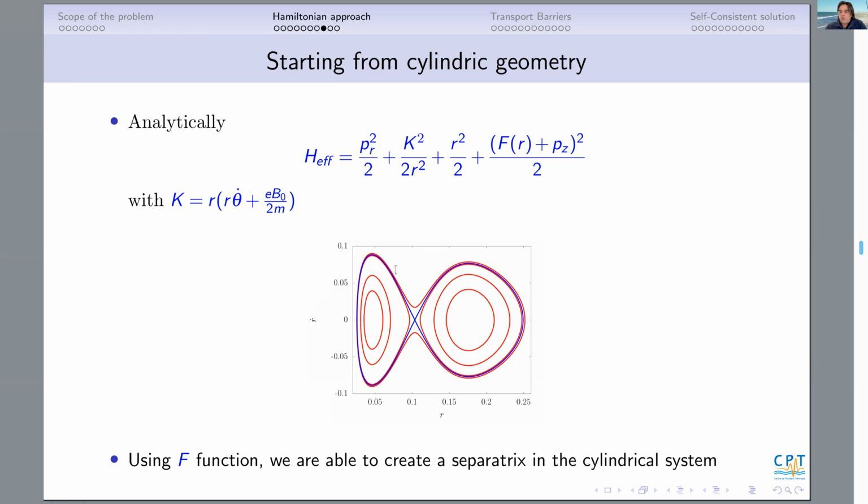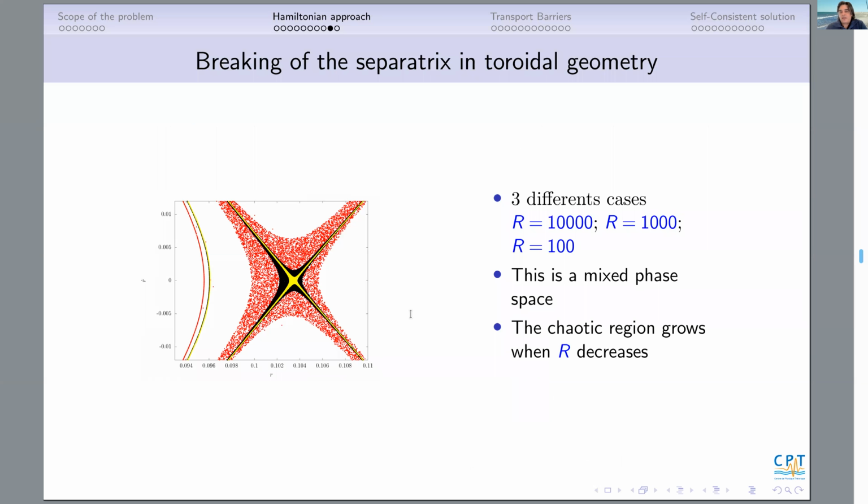And so what we can ask ourselves is, when we go back to the torus with this kind of magnetic field and this F of R, what will happen near this unstable point? And what we see is the classical breaking of the separatrix. Here I show three different cases. The yellow case is for an aspect ratio between the small radius and the large one of 10,000, then R equal 1,000, R equal 100. And then we can see that the chaotic zone increases. There are still regular trajectories, so in that region there should still be a third invariant of the motion. There is regularity, but in this area there is chaos.